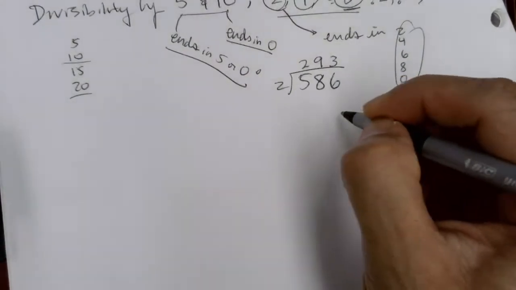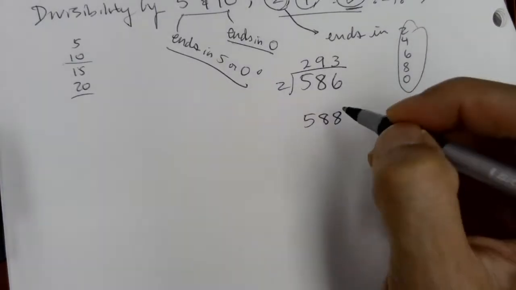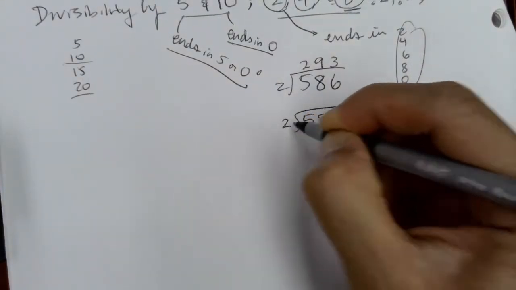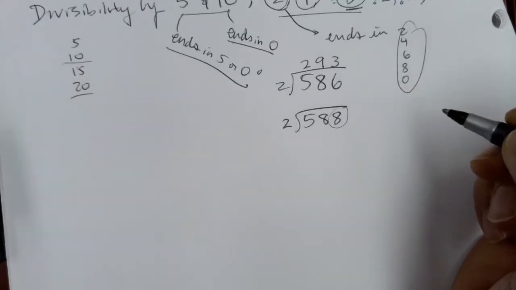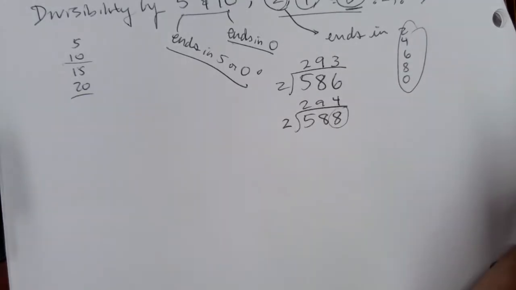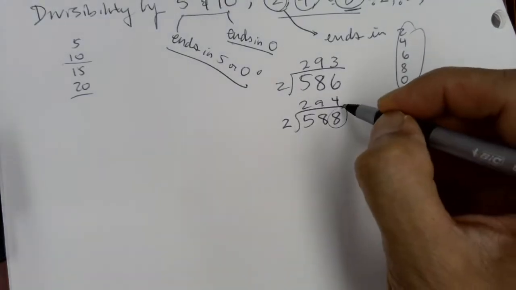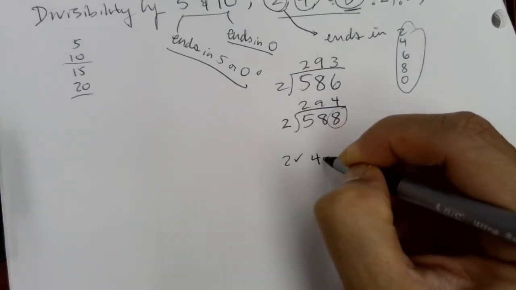So let's try 588, since I know that I should get at least two 2s out of there. It is even, so it's divisible by 2. Now let's see if it's divisible by 4. 294. Oh, look, it is divisible by 4, because I got another 2 out of there. So 2, check. 4, check.